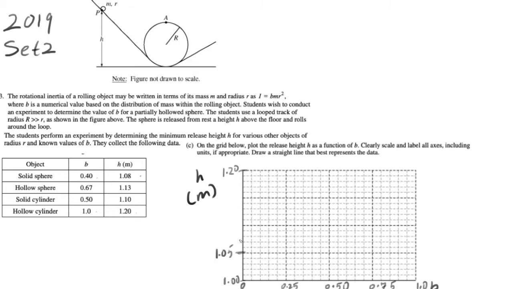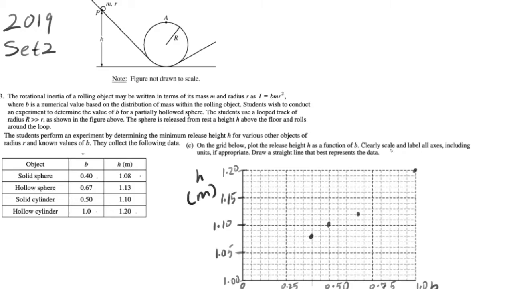Make sure the values on your axes make sense. Alright, so now we have to actually plot the points. I sped up me plotting the points, but on the AP test, make sure you take your time to plot the points correctly. One confusing thing over here is that b doesn't go strictly increasing. It goes from 0.4 up to 0.67 and then back down to 0.5. So make sure that you're paying attention to the values as you plot them along.